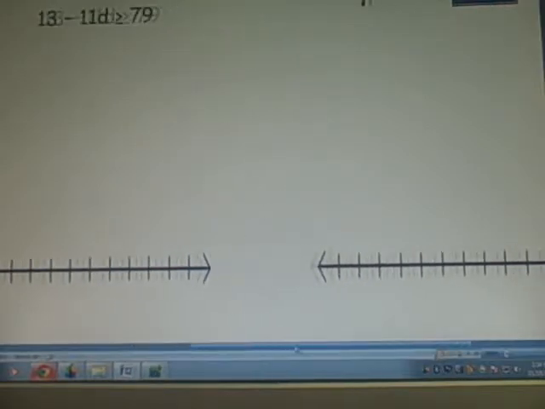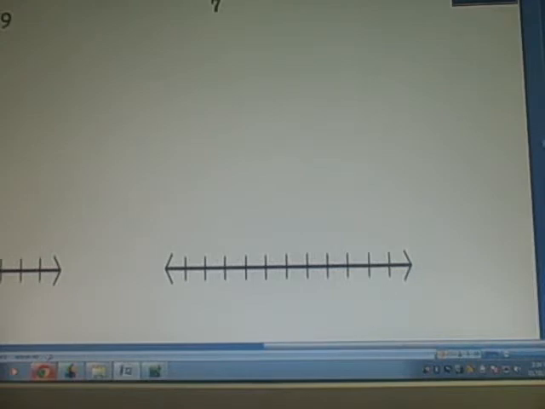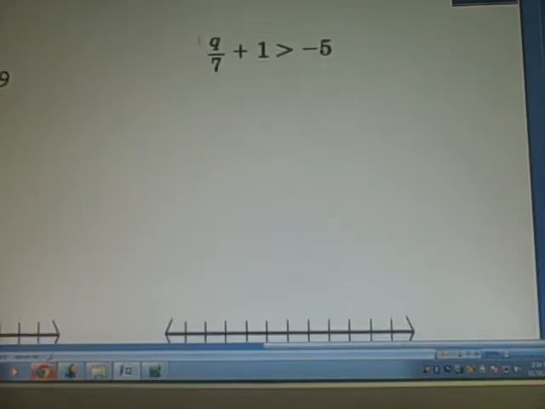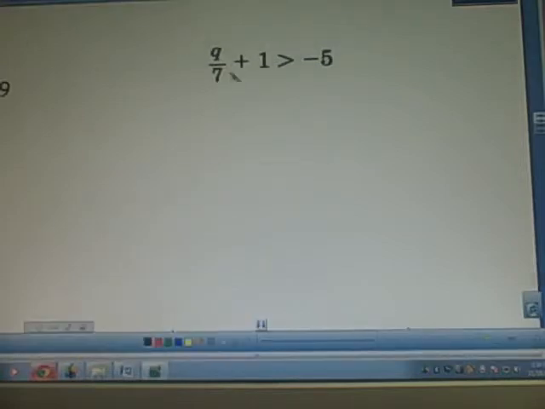The next problem I have is q divided by 7 plus 1 is greater than negative 5. So I'm going to look at my coefficient. This time my coefficient is 7, and it's positive. So I don't need to flip my inequality. So I'm just going to start solving.